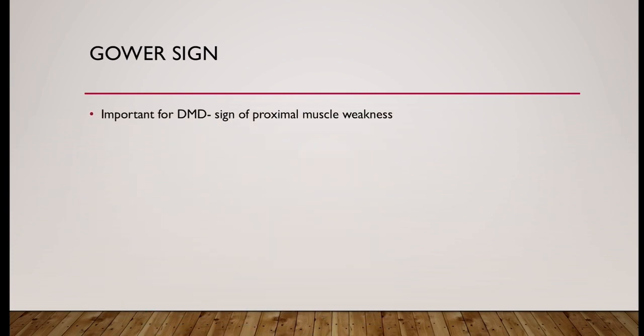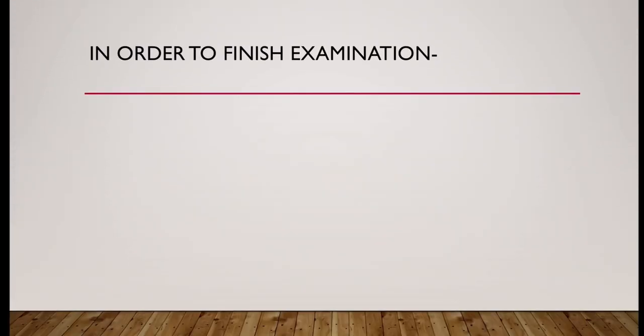And always check Gowers sign. It is important for muscular dystrophy, which is a sign of proximal muscle weakness. In order to finish examination, always check skin for any rash which could be present in arthritis as well as in psoriasis. Check the vitals.